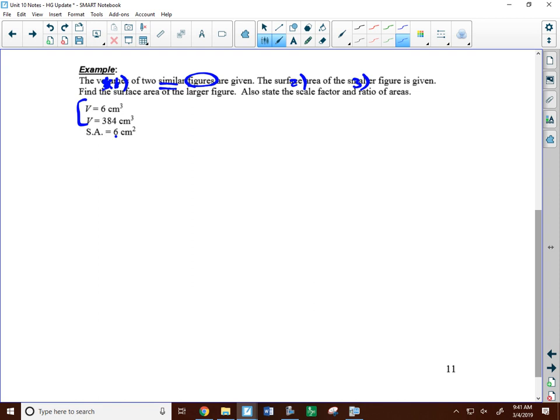Okay, so let's write what we would know. Here's what I like to do on these types. I like to write the full chart, because we're actually going to need all 3. Scale factor, ratio of areas, ratio of volumes. The only one I have right now is volumes. So I'm going to write that as k cubed, and I can write a ratio of the volumes. Again, it doesn't matter if I do 384 over 6 or 6 over 384.